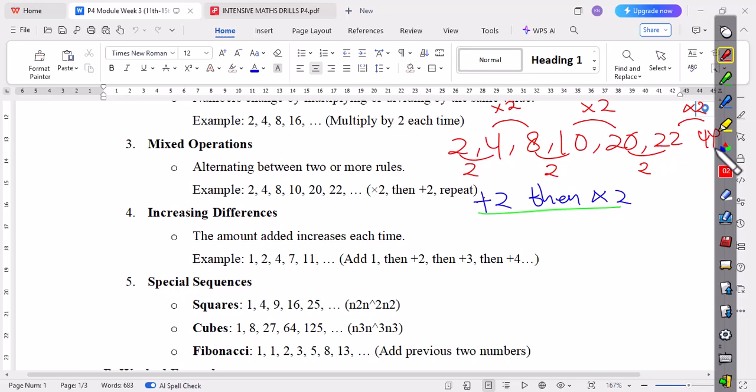After that, if we want to find the next number, it will be plus 2. This one plus 2, plus 2, and plus 2. So this is the way to find the pattern of the number.